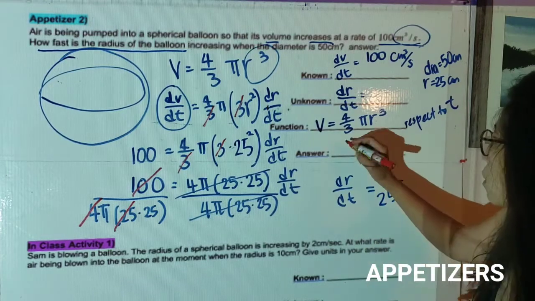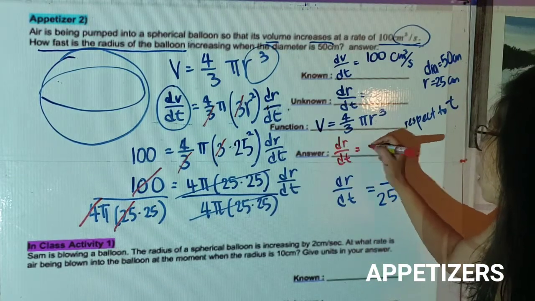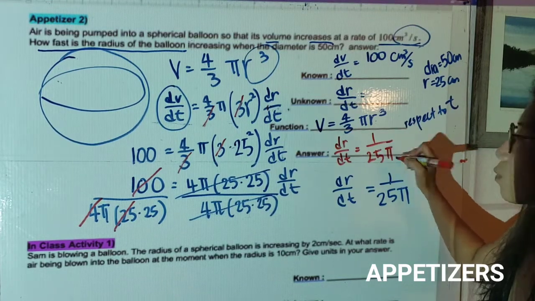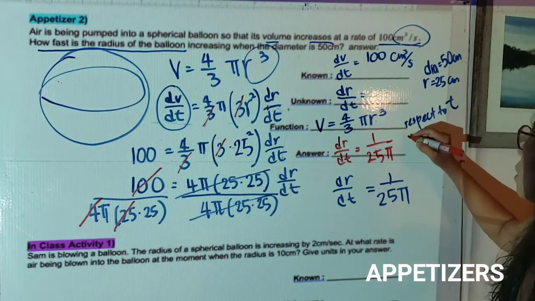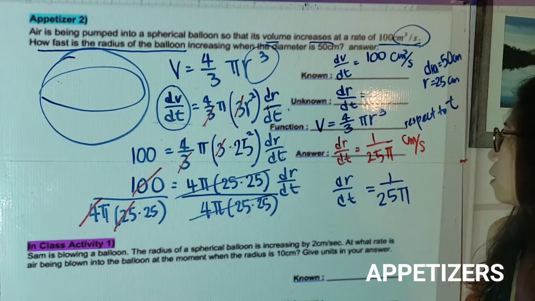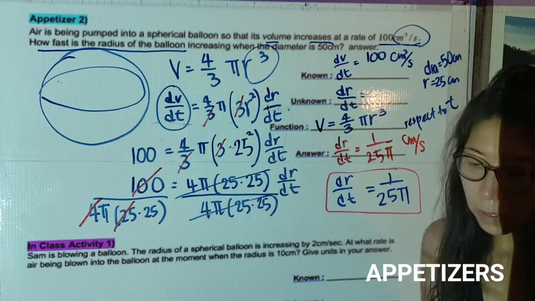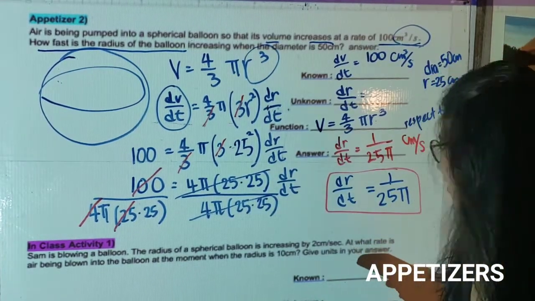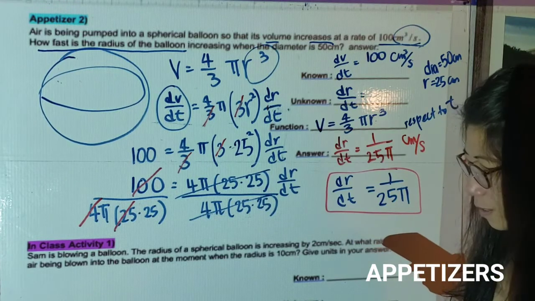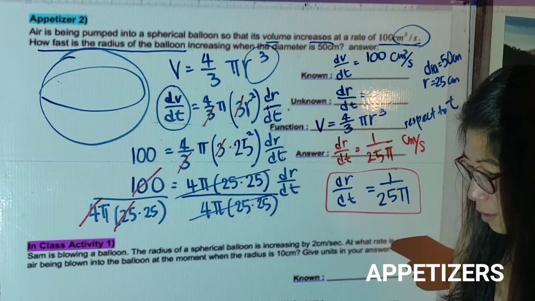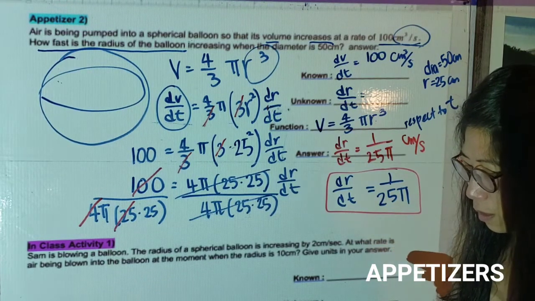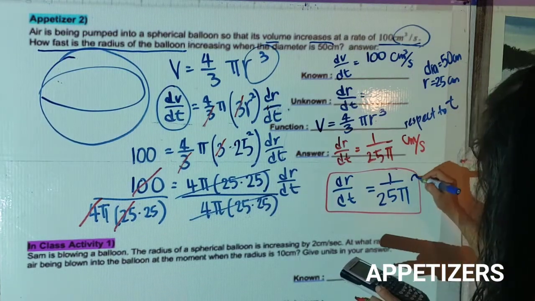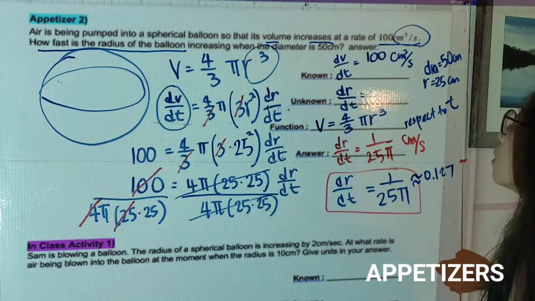So dr/dt is 1 over 25 pi. And pi is in the denominator, and you have to write the unit. Centimeter per second. Aren't you curious how much that is? I feel that's a very small number. It's 0.127. Okay.